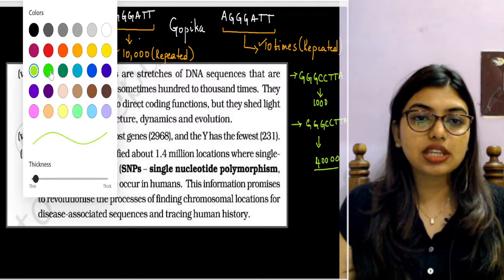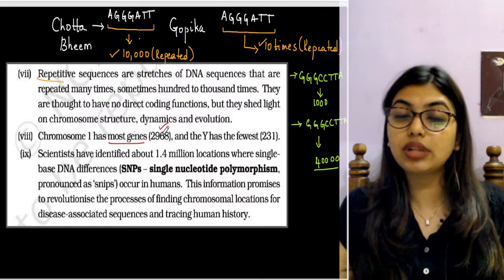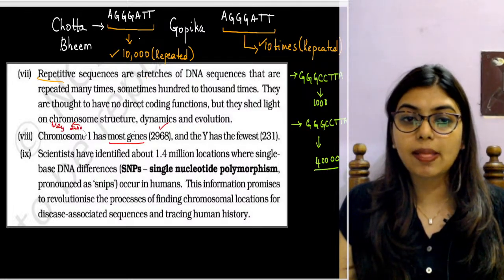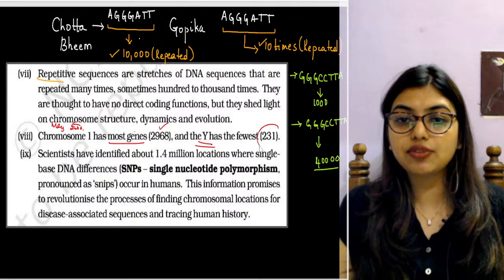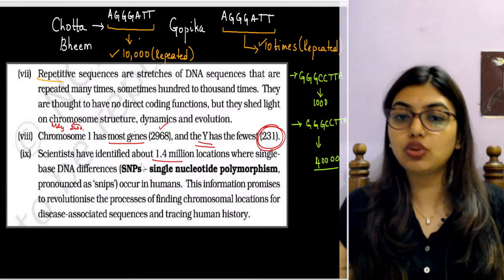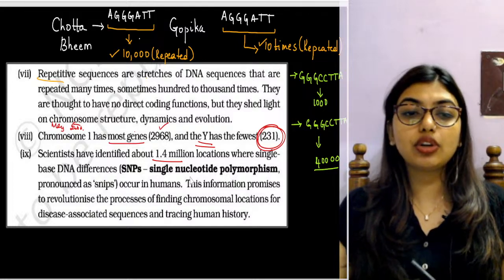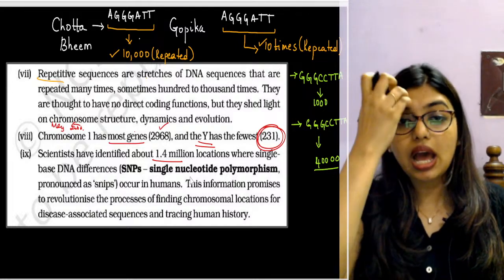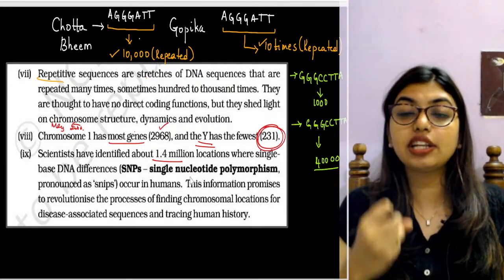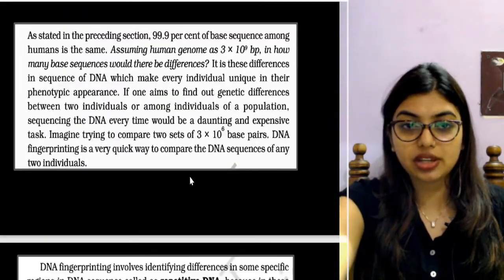Okay, so now students, see, chromosome 1 has the most genes, that is 2968, which was also found at the last. It was found in May 2006. Now the Y chromosome has the fewest, which is around 231. Scientists have identified about 1.4 million locations where the single base DNA difference, that is SNPs, single nucleotide polymorphism, pronounced as SNPs, occurs in humans. This information promises to revolutionize the process of finding chromosomal locations for disease associated sequences and tracing human history.